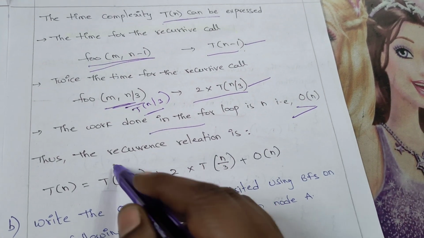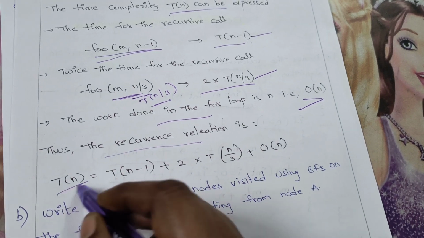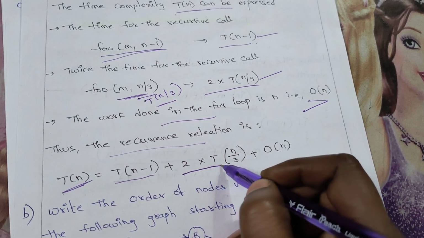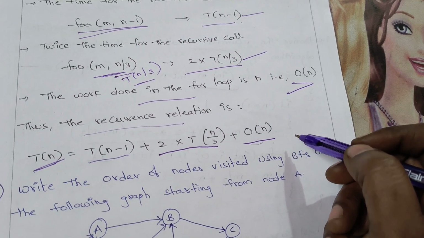Or else the recurrence relation of the algorithm is what? T of n is equal to T of n minus 1 plus 2 into T of n by 3 plus big O of n. So this is the recurrence relation.